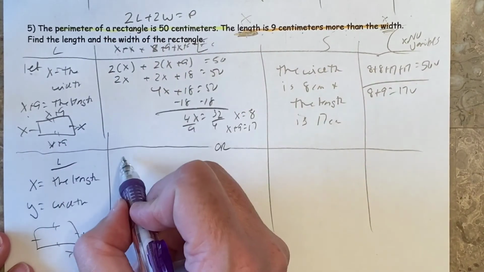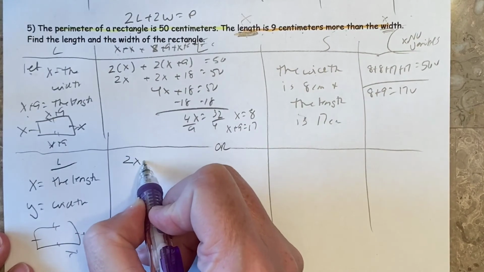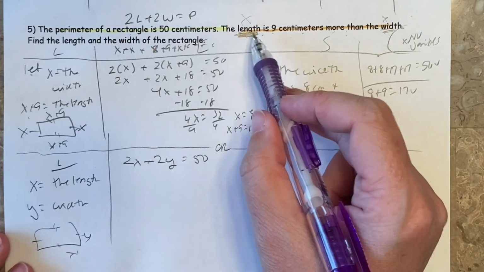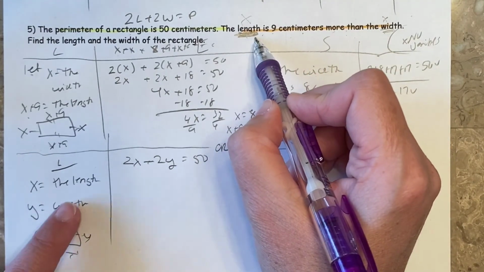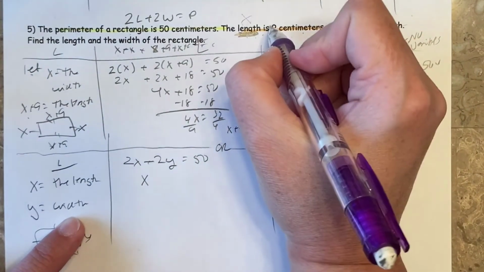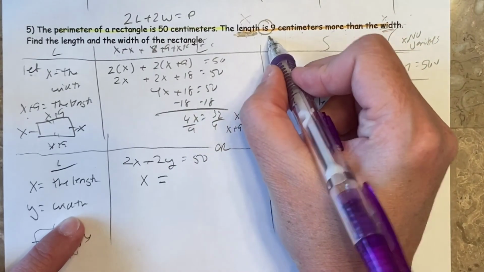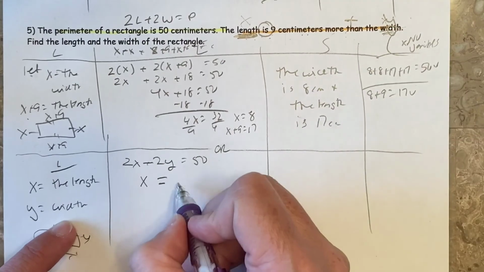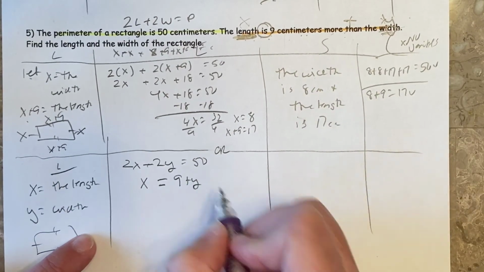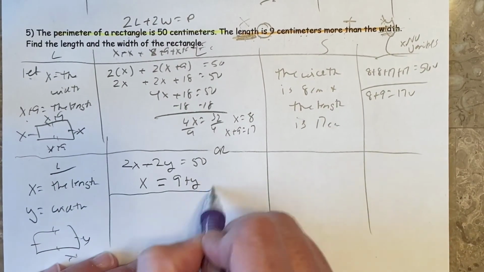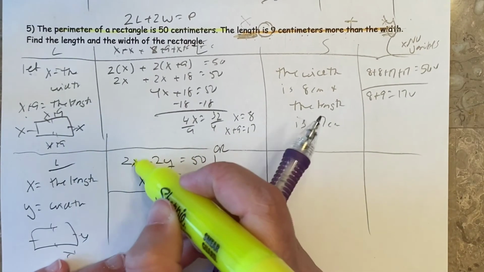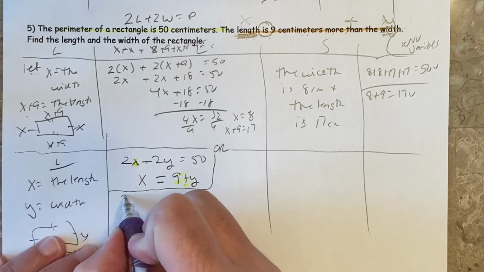The perimeter. Okay, so I have two lengths, I have two widths, and it's 50. Okay. The length, what was the length? Length was x. So x is my equal sign, 9 centimeters more, remember that, plus the width. What was my width? y. So that's 9 plus y. Okay, this is going to be a substitution question. We're going to plug this in for x. So it's good. We get to practice the substitution one too.